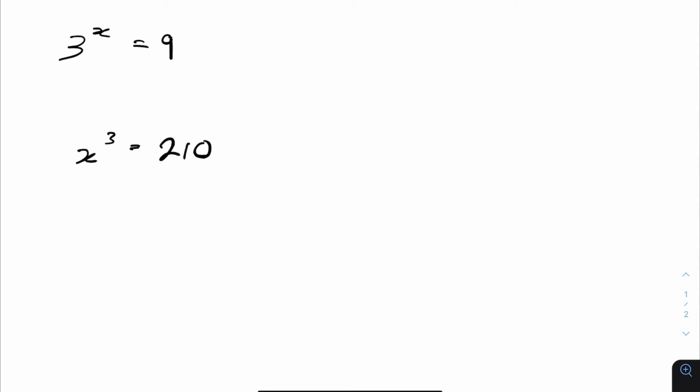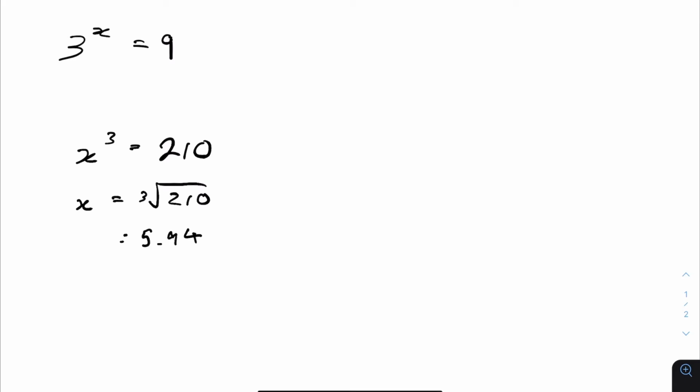You could just cube root everything to get x is equal to the cube root of 210, which is, I don't know, whatever value it is. Let's just do it on the calculator right now, which is 5.94. So x is equal to 5.94.